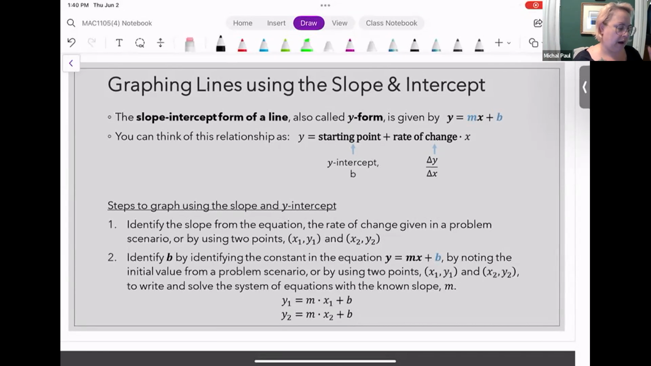So if you want to graph a line using slope and intercept, you're going to be given some sort of information. Maybe you'll be given a word problem. Maybe you'll be told what the slope is or what a point is on the line. But you're going to have to use the information from a problem to find the slope. And you may have to solve for the y-intercept, or you may be given the y-intercept. If you are given a point other than the y-intercept, you're going to have to solve for it. If you're given the y-intercept, oh, yay, winner, winner, chicken dinner, you can just write your equation.